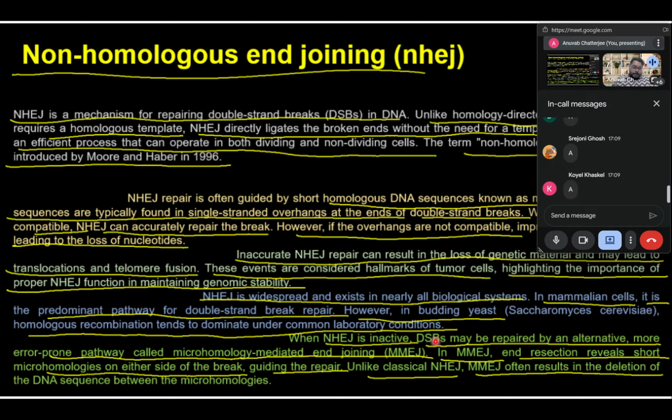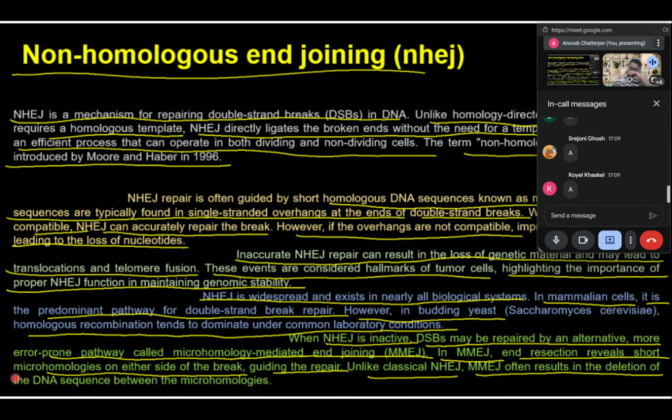So MMEJ is microhomology mediated end repair. When non-homologous end joining is not working, this is what takes over. In microhomology end joining, instead of just cutting and pasting, like in non-homologous end joining, the DNA repair mechanism starts chewing the DNA till it finds something called a microhomology between the two strands.